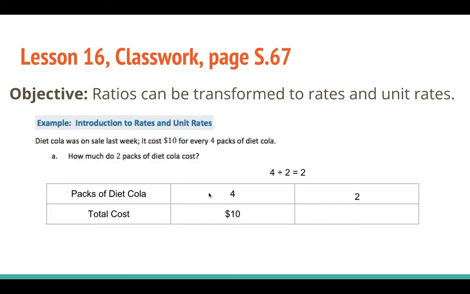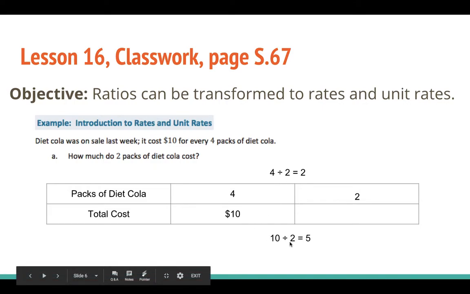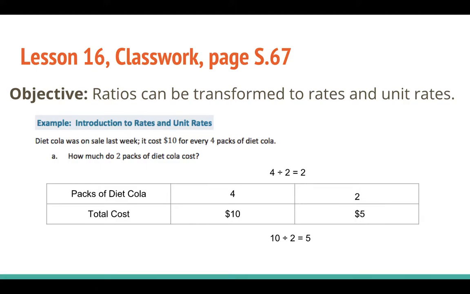We know that we go from 4 to 2 by dividing it by 2. 4 divided by 2 equals 2. So down below we'll do the same thing. We're going to divide this by 2 as well. We have 10 divided by 2, and that will give us 5. So that means that the total cost for 2 packs of Diet Cola would be $5. Go ahead and pause this video to copy.